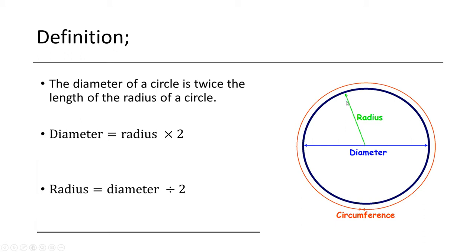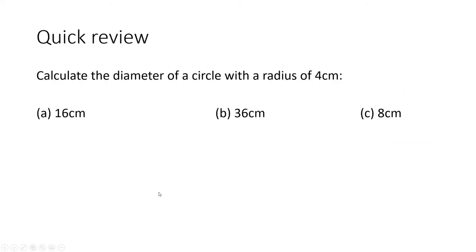So a radius, for example, if we said that the radius is 2 centimeters, then the diameter is double that. The diameter will be 4 centimeters. Okay, so the diameter is equal to the radius times 2, and the radius is equal to the diameter divided by 2.